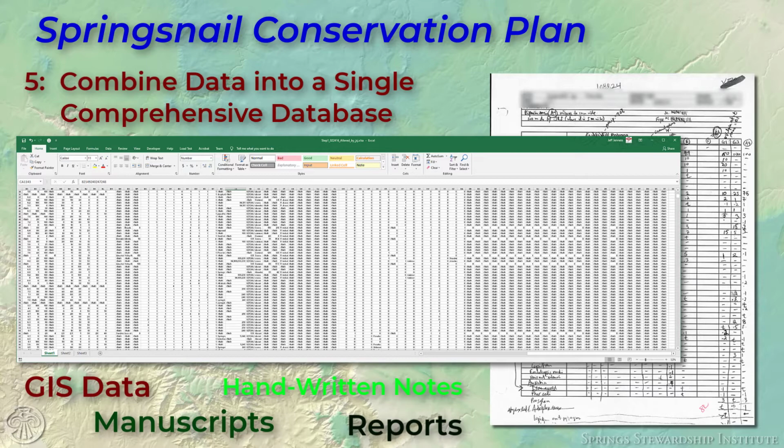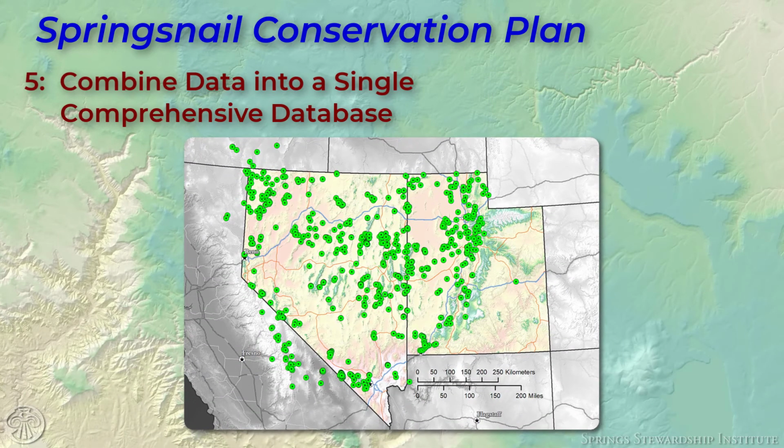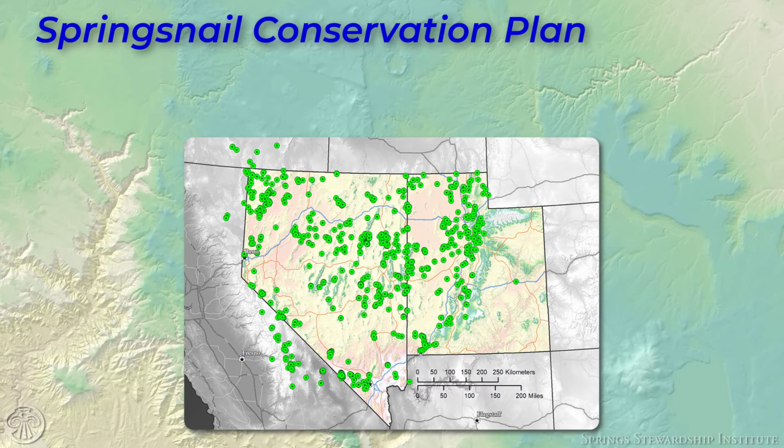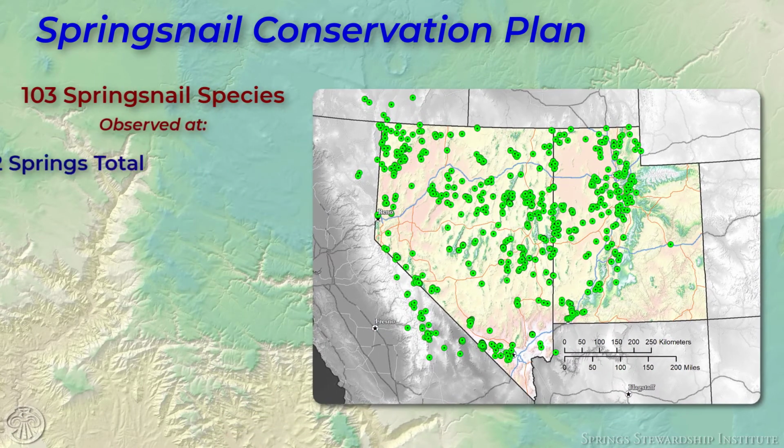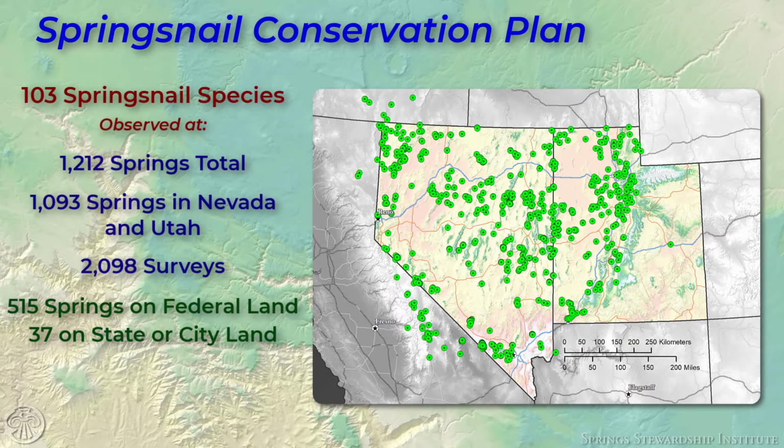We could not have done this without the flexibility of Springs Online, plus months of work from data technicians. Now, drawing from the data in Springs Online, we mapped the distribution of these spring snail species across the states of Nevada and Utah. To date, these species have been observed at 1,212 out of roughly 40,000 springs in or near Nevada and Utah, and it's roughly 3% of the springs in these two states.